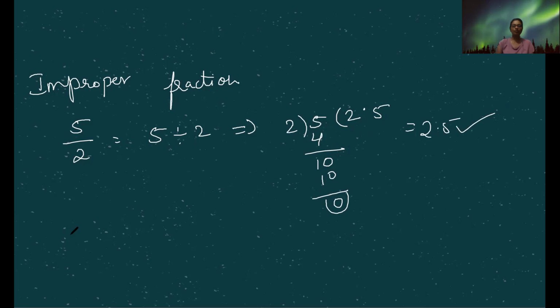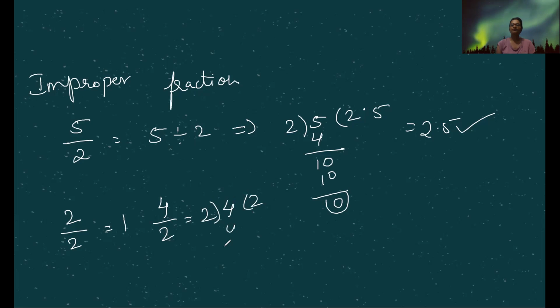Okay. Now we'll see 2 by 2. This is also an improper fraction. We know the answer is 1. Now 4 by 2. 4 is inside, 2 is outside. 2 2s are 4, 0. So the answer for 4 by 2 is 2. Right? You can also think 2 1s are 2, 2 2s are 4. So the answer is 2. Okay? This is how you do it.